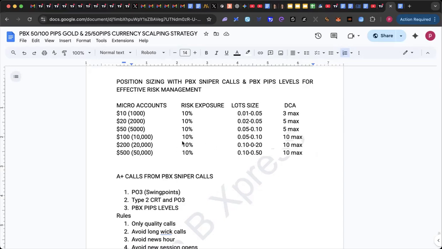Then let's go this way. If it's $20, 10% of 2,000 cents would be 200, which is $2. $2 of your $20. I'm just doing this to ration it. Now you can increase as occasion serves you, but be careful. So $2 per trade is 200 cents. And 10% is $5.